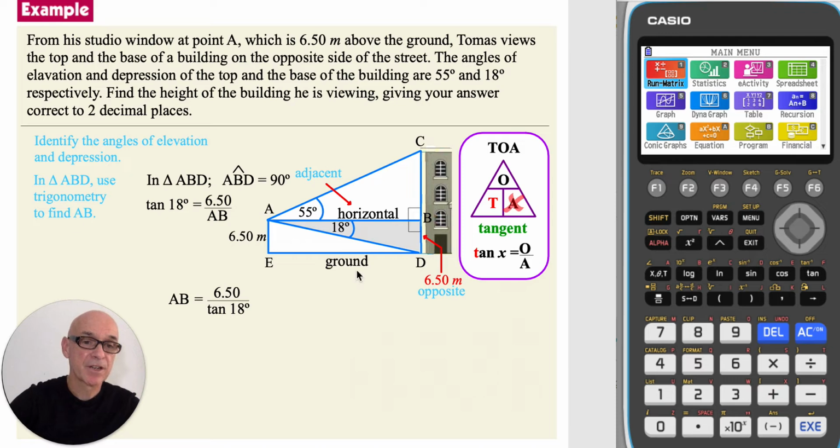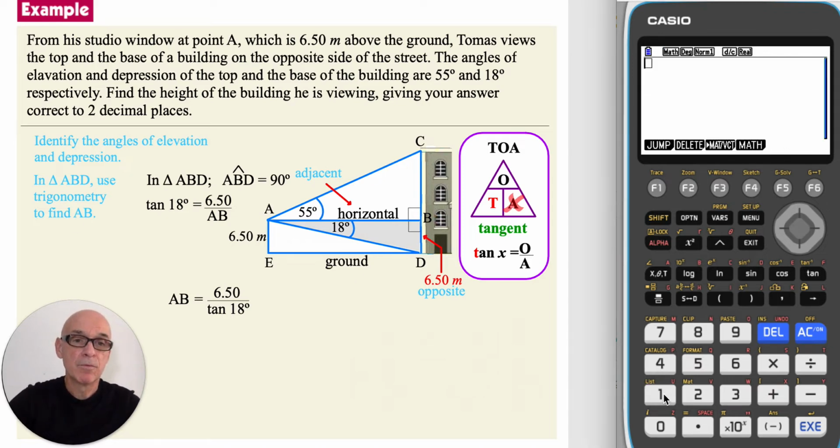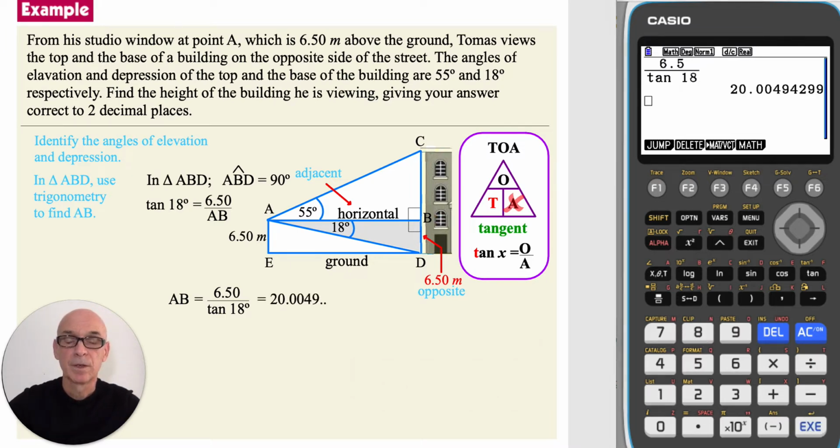Typing in the calculation, so from the main menu selecting Run Matrix and pressing the fraction button, and on the numerator putting 6.5, and then the down cursor, pressing tangent, and then 18. Pressing execute to perform the calculation, giving the value shown. So AB is equal to 20.0 meters, correct to 3 significant figures.